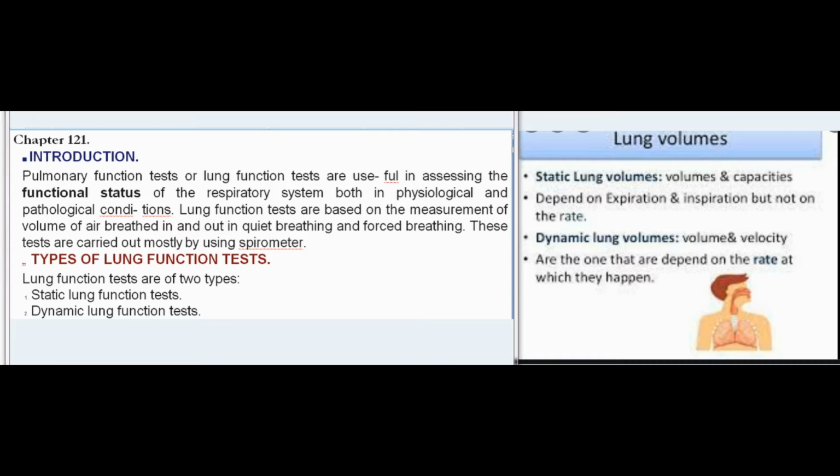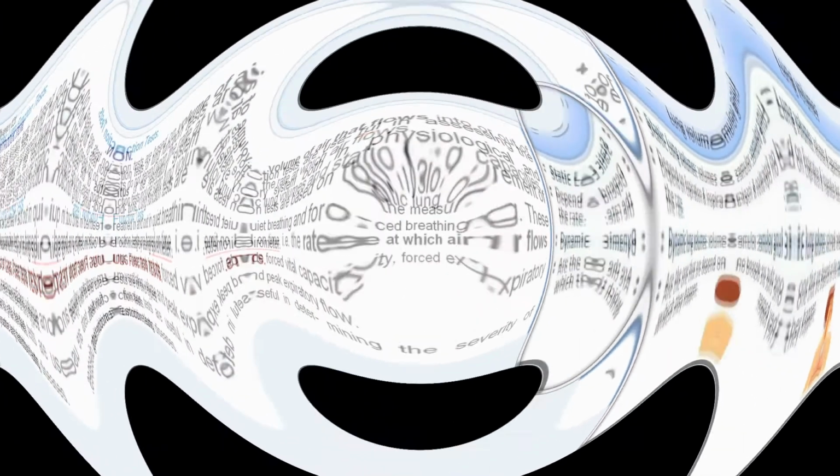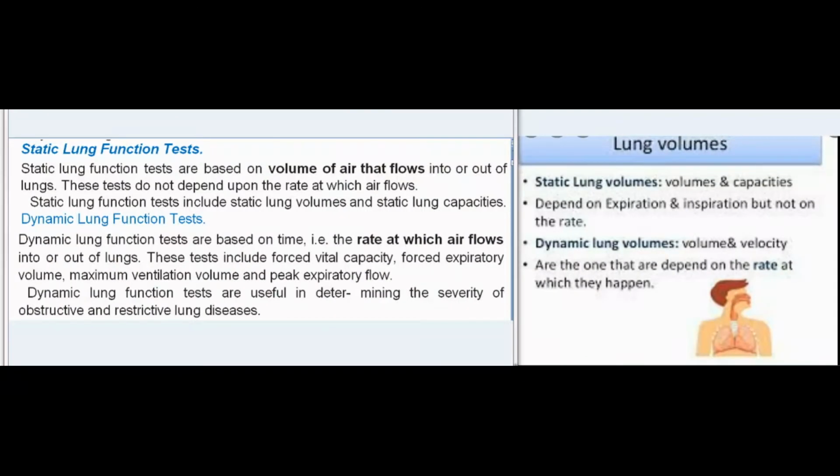Types of lung function tests. Lung function tests are of two types: static lung function tests, dynamic lung function tests. Static lung function tests are based on volume of air that flows into or out of lungs. These tests do not depend upon the rate at which air flows. Static lung function tests include static lung volumes and static lung capacities.